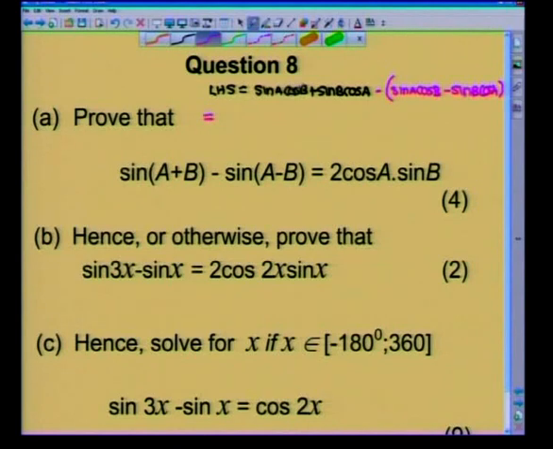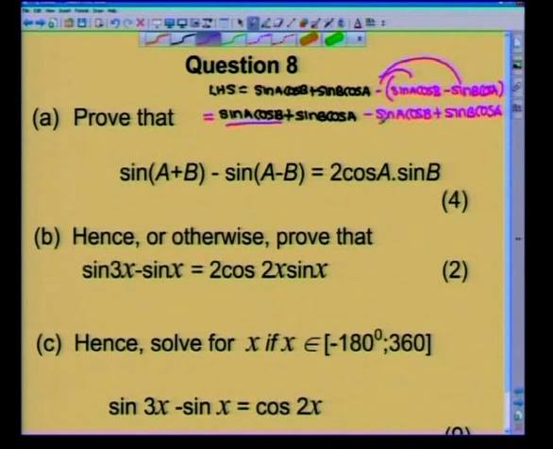Right, now if I take this out and I get rid of the brackets, I've got sine A cos B plus sine B cos A. Taking that negative through this bracket, I have minus sine A cos B plus sine B cos A. Now you can see that's incredibly good news, because if you look over here, that and that are like terms, so they fall away. And then if we add those like terms, we're going to get 2 sine B cos A, which is actually your right-hand side.